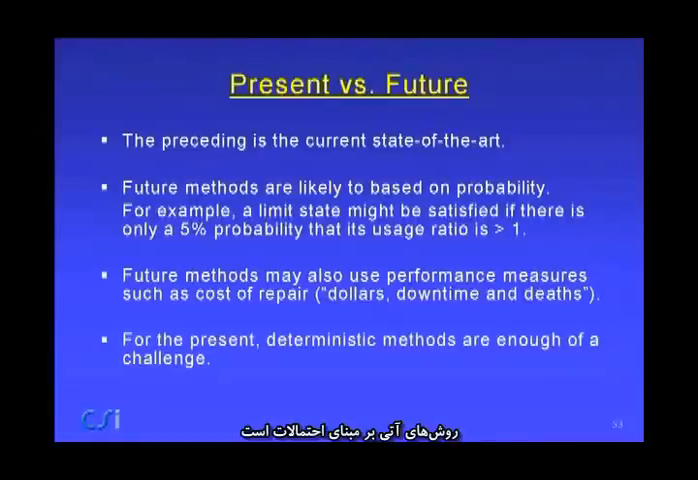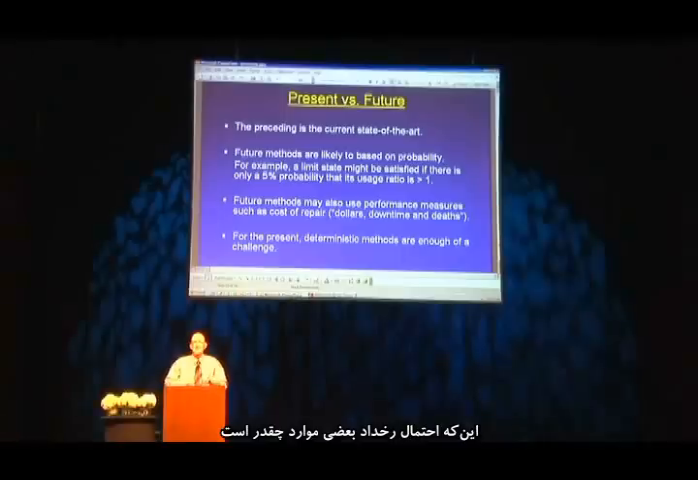Future methods are likely to be based on probability. There's a lot of work being done on this in the academic world, rather than this deterministic method, probabilistically. What is the probability of something is going to happen? A simple example might be that, suppose you said it's okay for the limit state usage ratio to be maybe larger than 1. What is the probability that the usage ratio limit state will be larger than 1? It might be kind of nice to know that. This is the kind of thing that people are working towards.